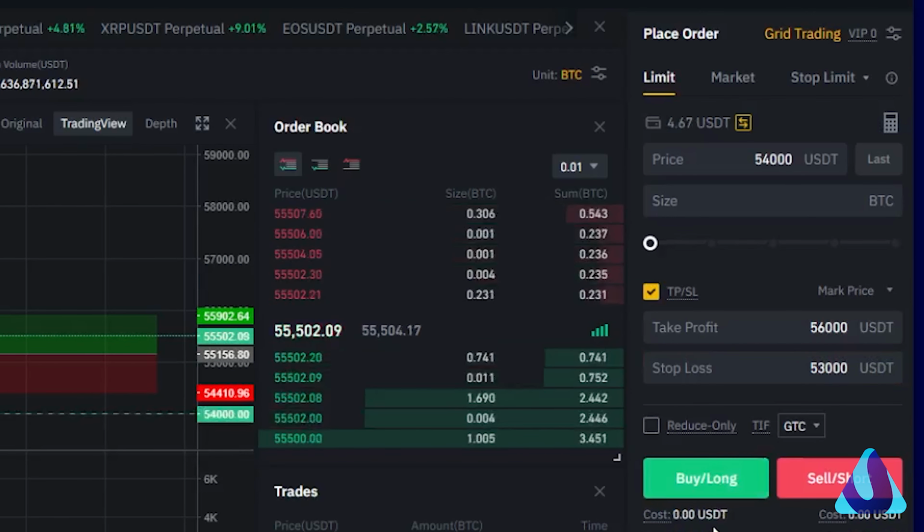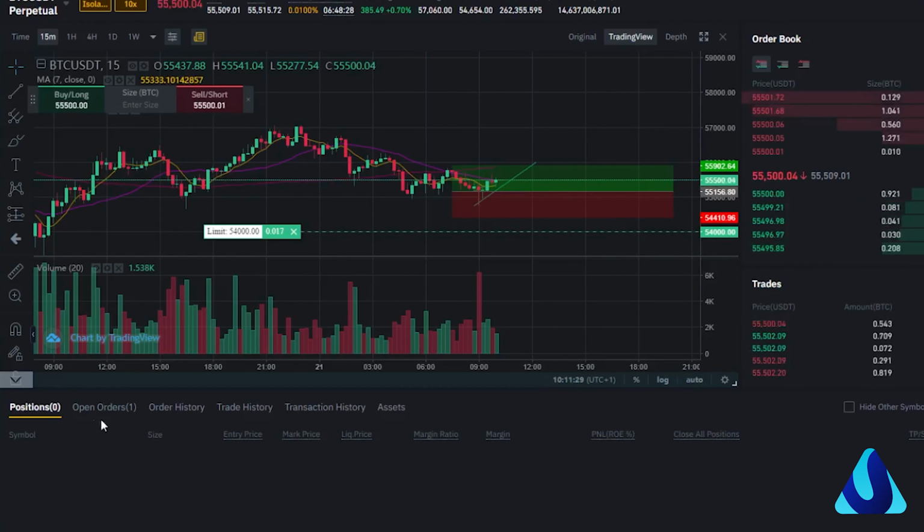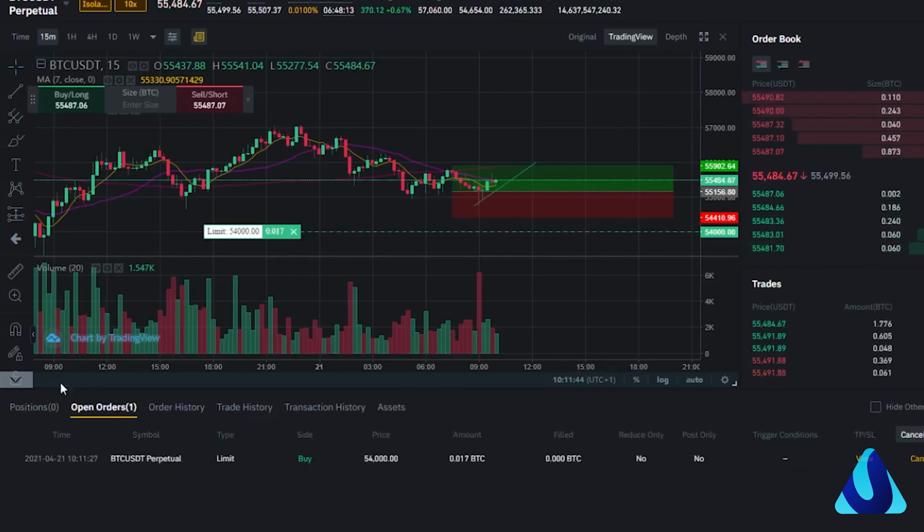So if we click buy long, now you can see order submitted, and then if we come to this section here, this is where you can find your current positions, open orders, your order history, trade history, transaction history, and assets. So if we go to open orders now, my order that I've just set is in place and will be executed and become a position at 54,000. So as you can see here, the type, limit, the symbol BTC USDT perpetual, what side we are, buy long or sell short, we're on the buy, what price I'm going to buy at, the amount I'm going to buy at that price, and if it's been filled yet. As you can see, there's nothing there.